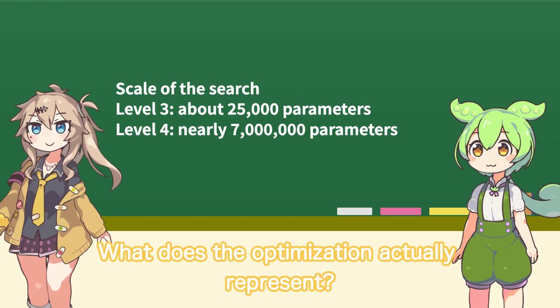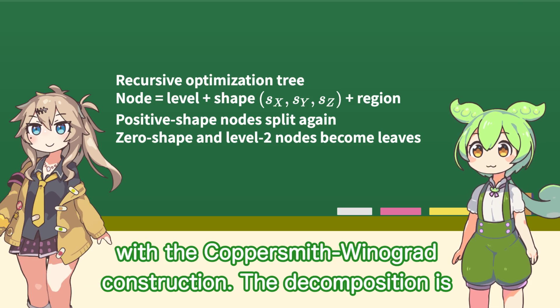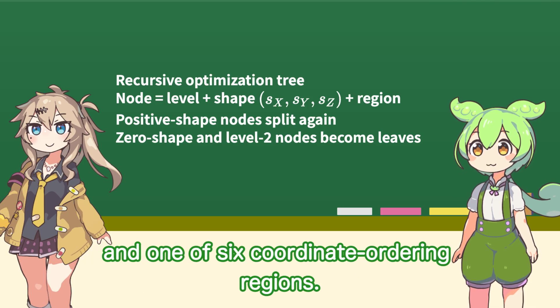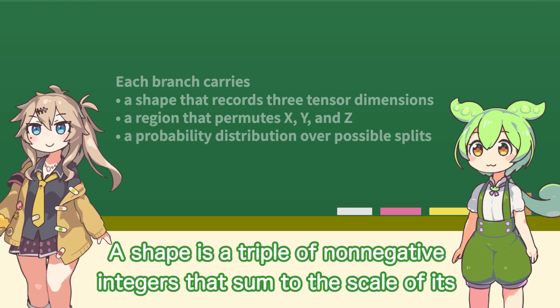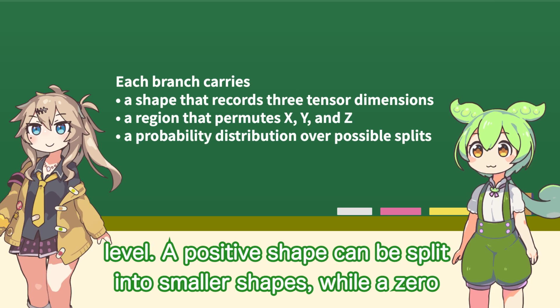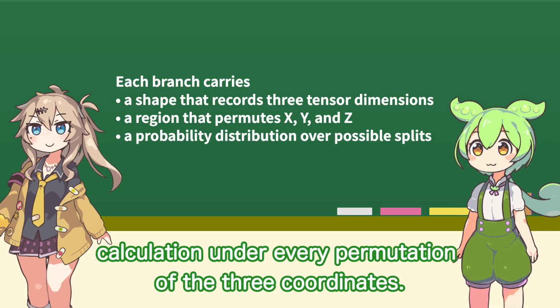What does the optimization actually represent? It represents a recursive decomposition of a tensor associated with the Coppersmith-Winograd construction. The decomposition is organized as a rooted tree. Each node has a level, a 3-coordinate shape, and one of 6 coordinate ordering regions. What are the shapes and regions doing in that tree? A shape is a triple of non-negative integers that sum to the scale of its level. A positive shape can be split into smaller shapes, while a 0-coordinate marks a boundary case. The 6 regions apply the same calculation under every permutation of the 3 coordinates.